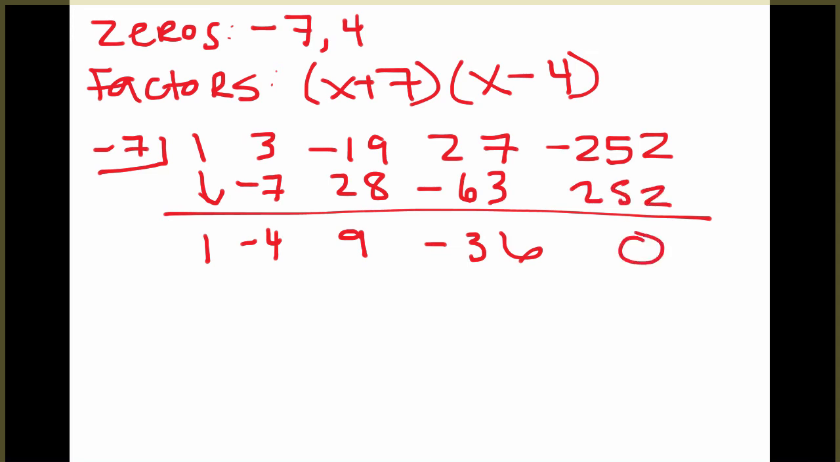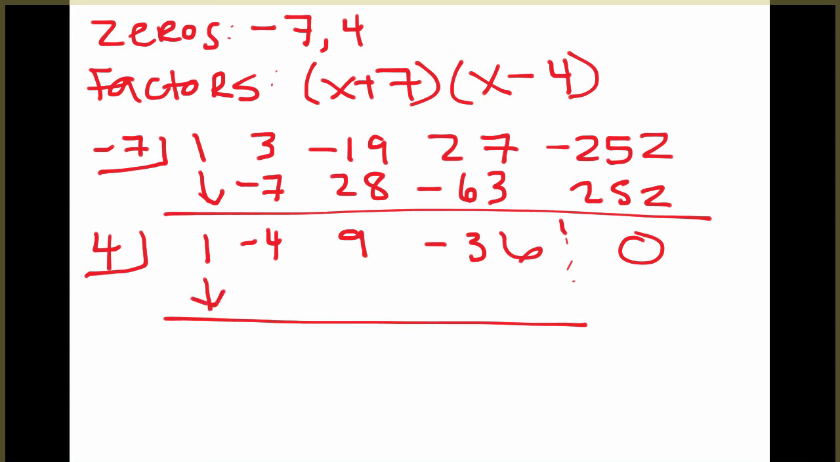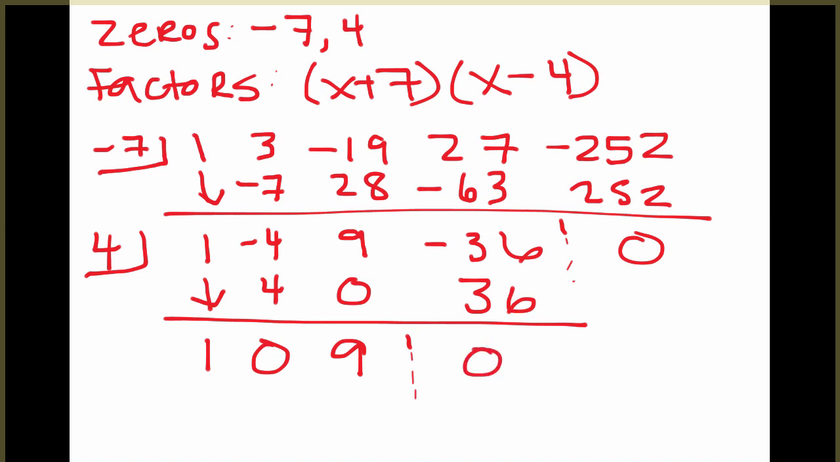But every time you divide by a factor, the remainder should be 0. So here I just divided by x plus 7. Now I'm going to reduce it even further and divide by x minus 4. So I just leave it right where it is in order to save myself a little bit of space. And once again, I have a remainder of 0.